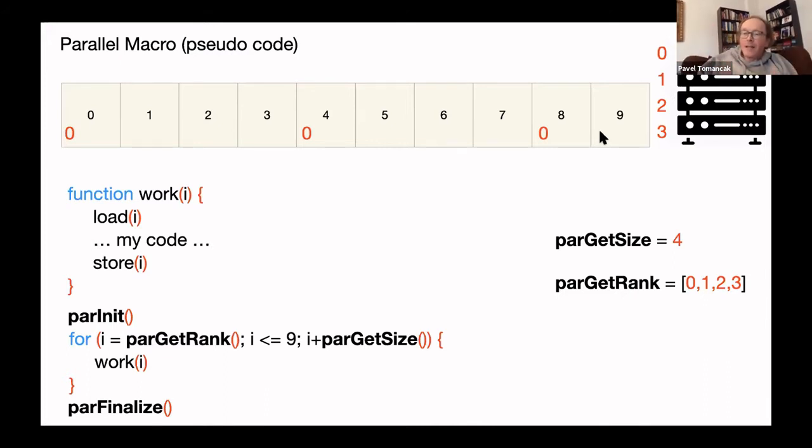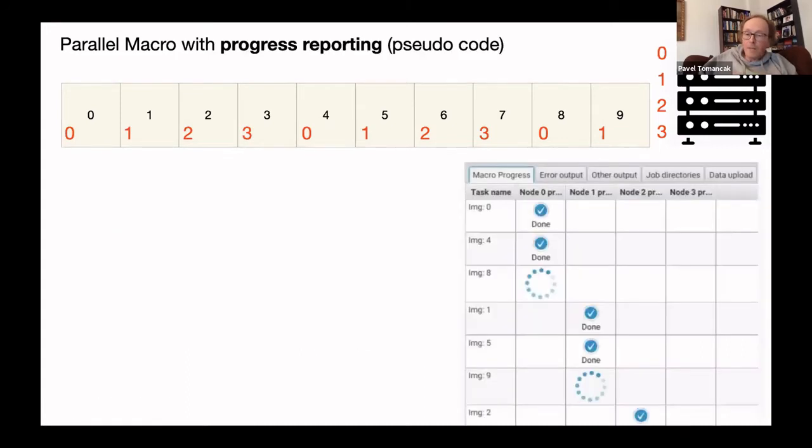But the magic comes here, right? If I am not on node number zero, I'm on the node number one, my parget rank returns one, which means that I will be actually working on this image and then this image and then this image. And like this, I can in parallel work on the 10 images, right? So that's basically the principle of how to deploy the OpenMPI parallelization using ImageJ macro. Now, it would be, of course, nice to see that it's happening, and there are implemented ways how you can visualize the progress of such computation in a beautiful way, like is shown here.